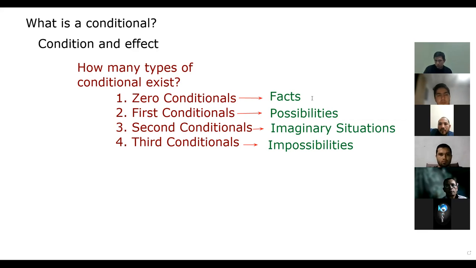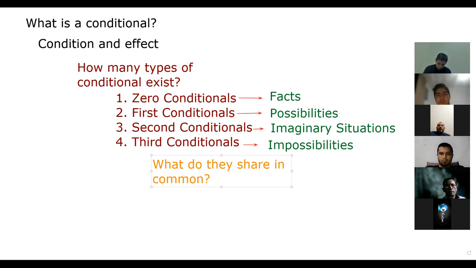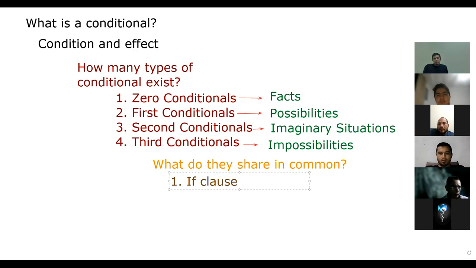Now, they all share something in common, guys, okay? What do you think that they share in common? Situations. The condition. What they share in common is this, okay? First of all, they all have an if clause, okay? They also share an auxiliary, except for the zero conditional, but the first and third conditional have an auxiliary, okay? And number three, they all talk about condition and effect.